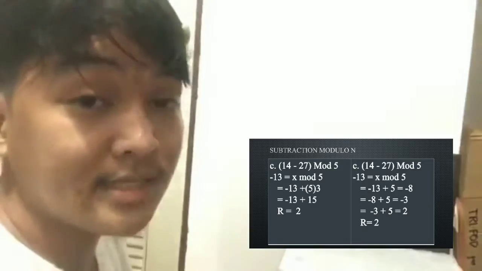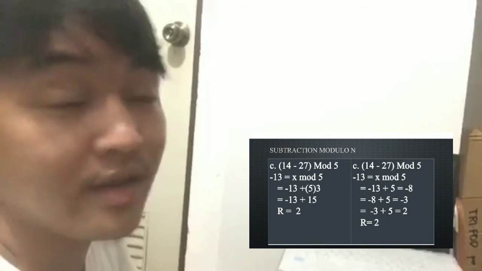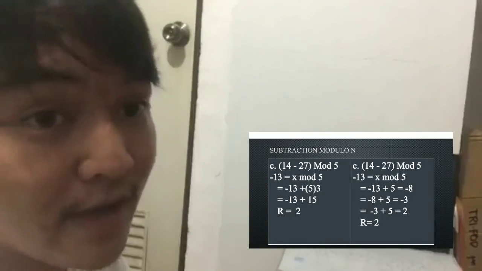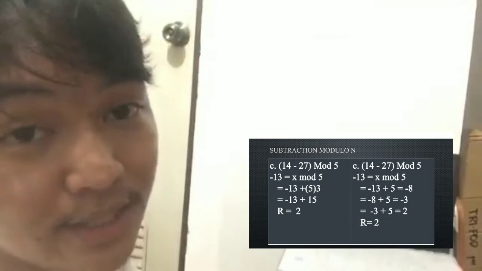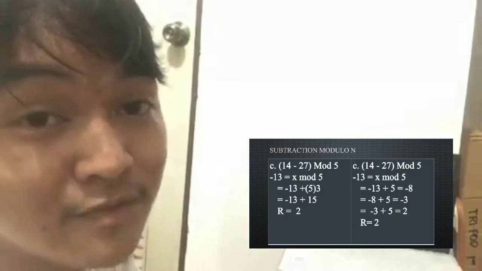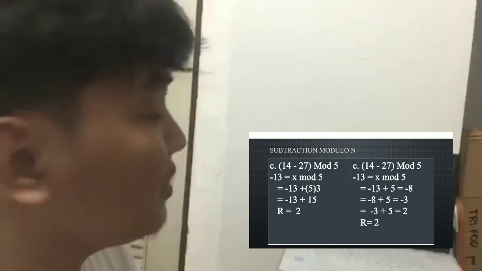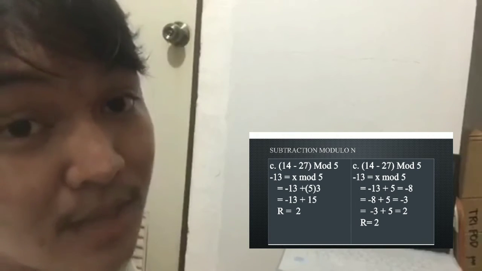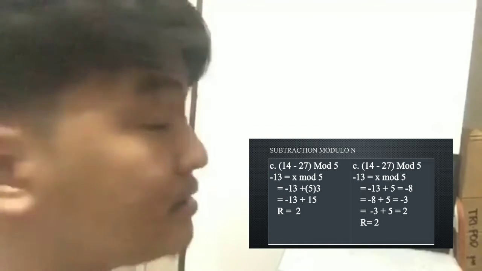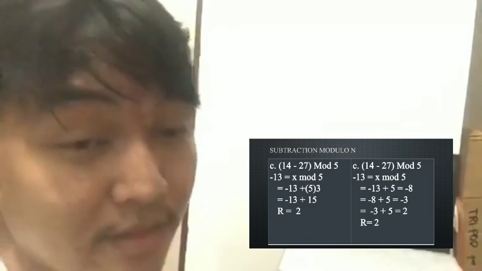For this next example, it is the same as the previous one. The subtrahend is bigger than the minuend. So the next problem is 14 minus 27 and the mode is 5. We'll get the answer negative 13, and we'll find the equivalent of x. The mode is 5, so negative 13 plus (5) times 3. So we'll get 15 there. So negative 13 plus positive 15 is equal to positive 2, and that will be the answer.